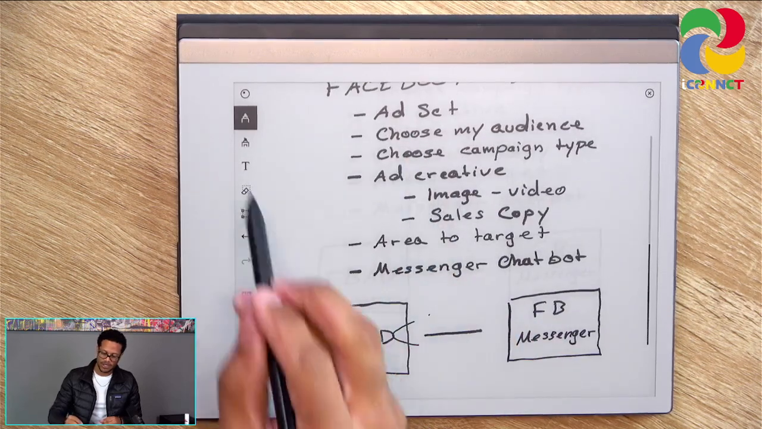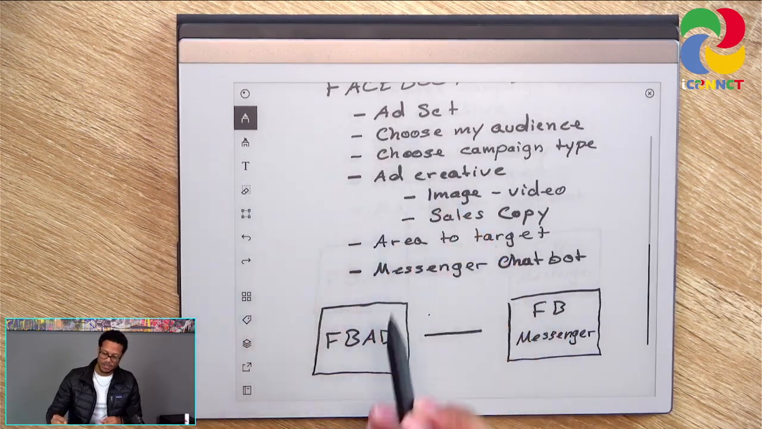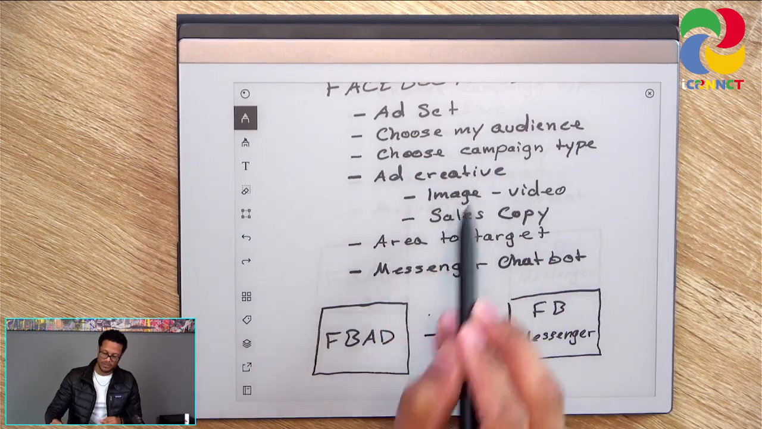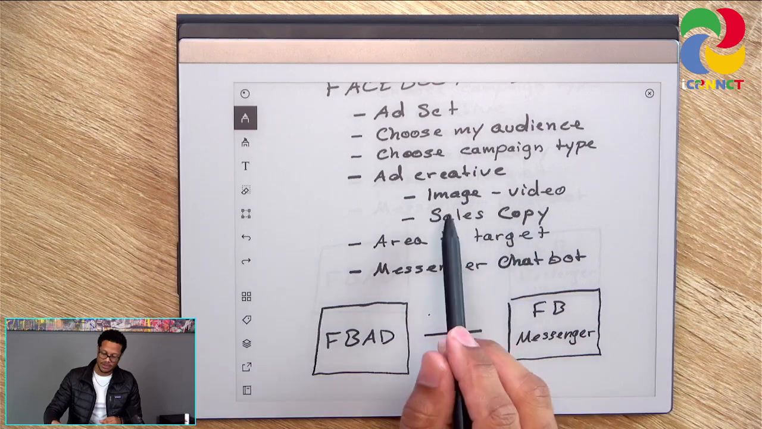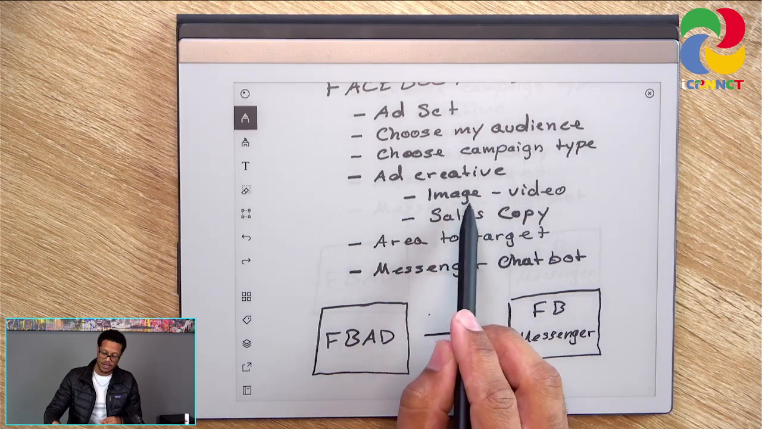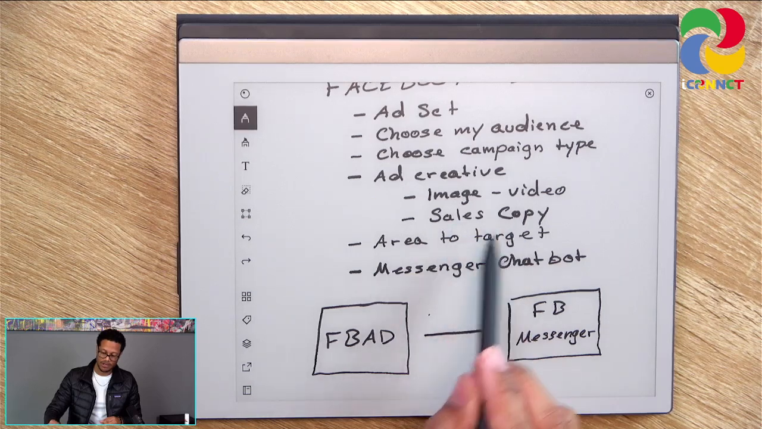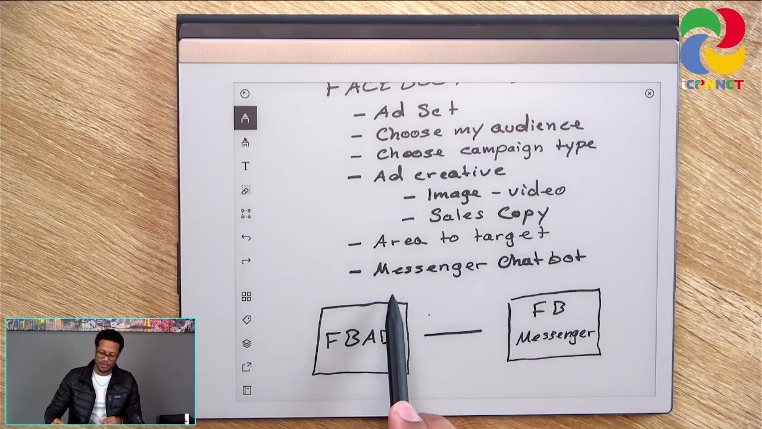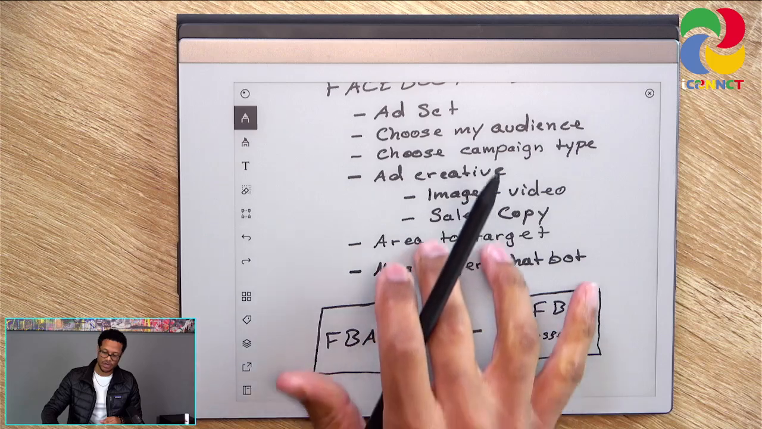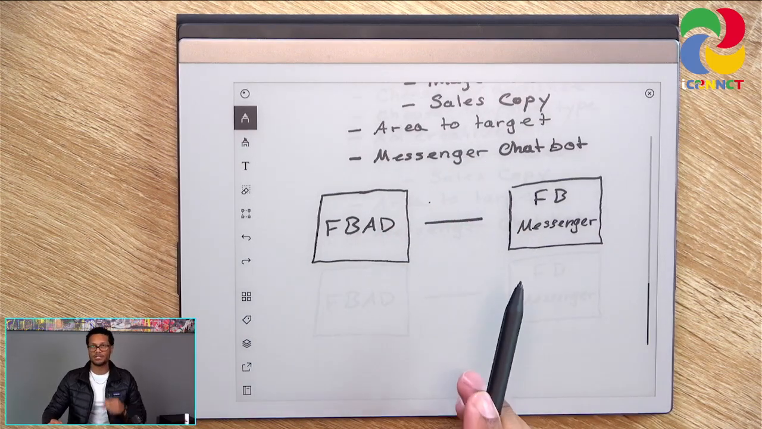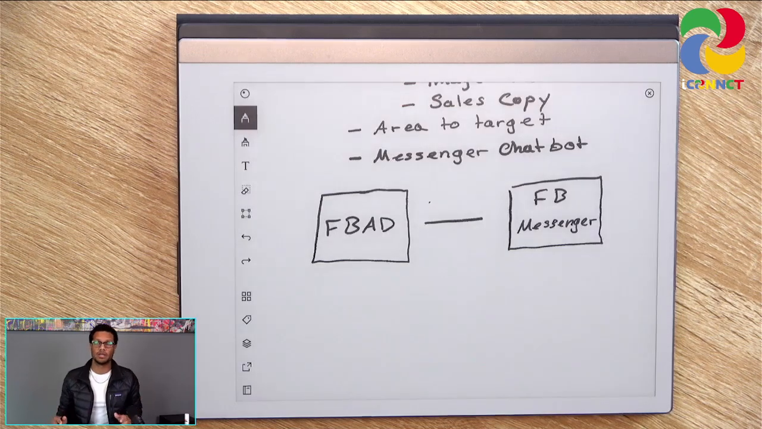So in the Facebook ad, we have to set up the ad set. We have to choose our audience. We have to choose the ad creative that's going to get their attention. We then have to create the ad creative, which is the video and the image along with the sales copy. And then we have to choose the area that we're going to target. And then we have to set up the messenger bot. And so those two elements are, to be honest, the only elements, and this is why I actually love Facebook ads. Those are the only two elements that you need in order to set up this campaign.